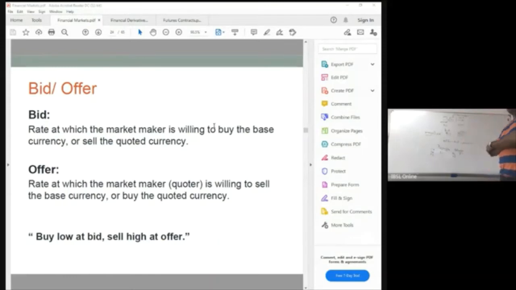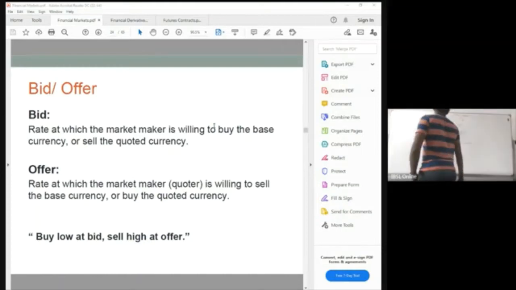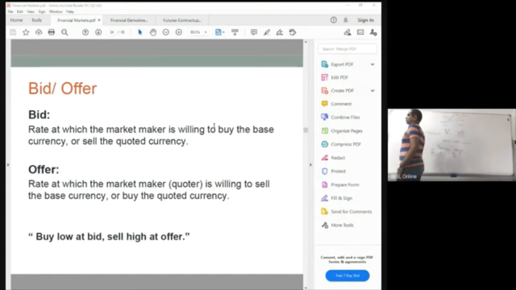So the basic rule is you need to buy low and sell high, right? Buy it low, sell it high. Remember that. When it comes to bonds, it is the opposite: buy high, sell low. But don't get confused. Usually it is buy low, sell high.